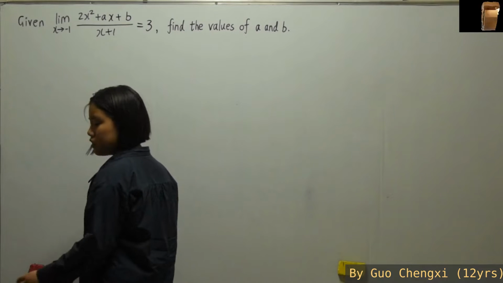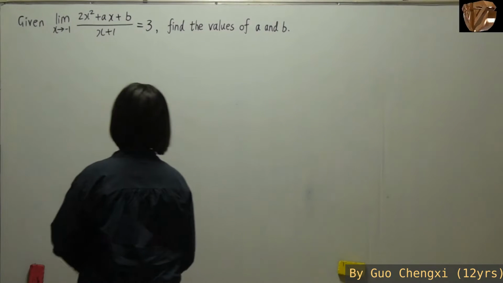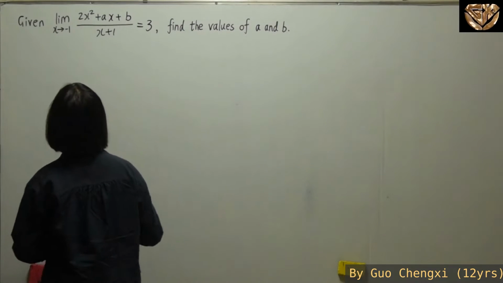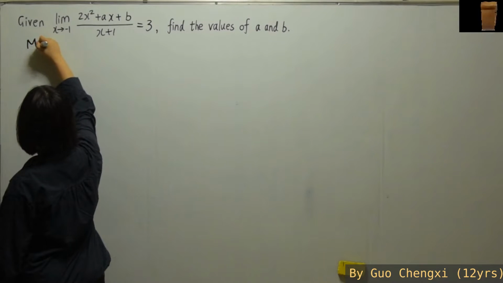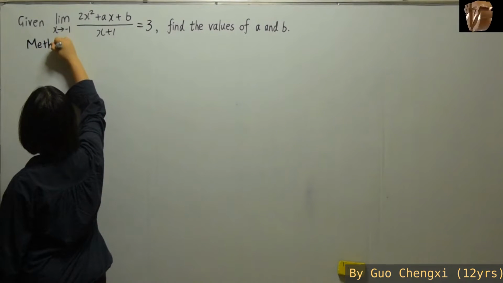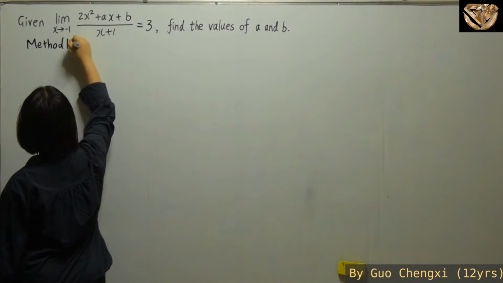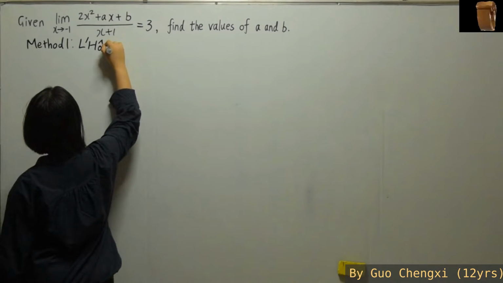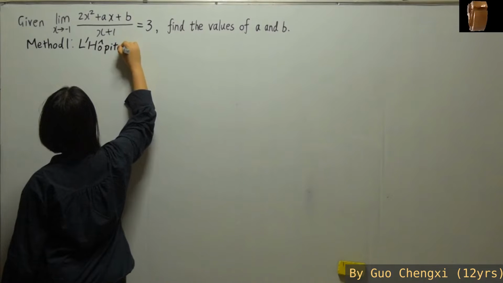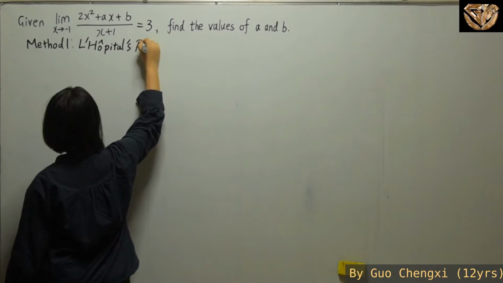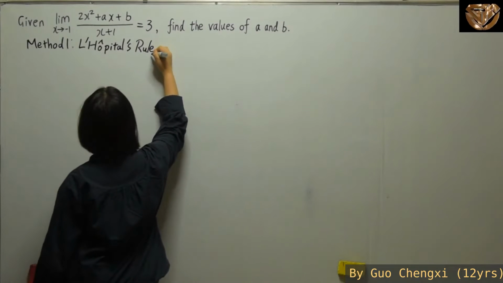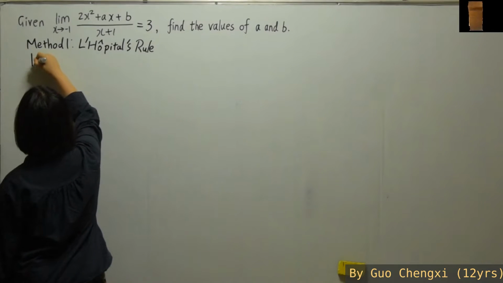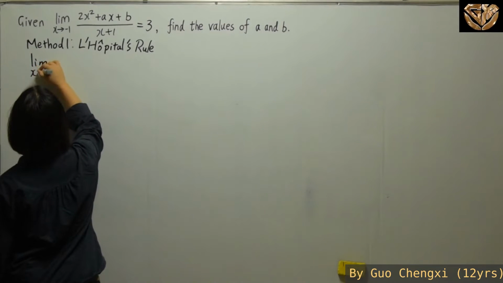Like the previous lessons that we have done before, we're going to use three methods. For our first method, method 1, we have L'Hopital's rule. For this part, first of all, let's check the denominator.